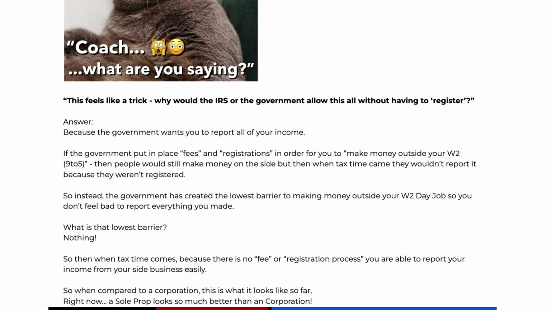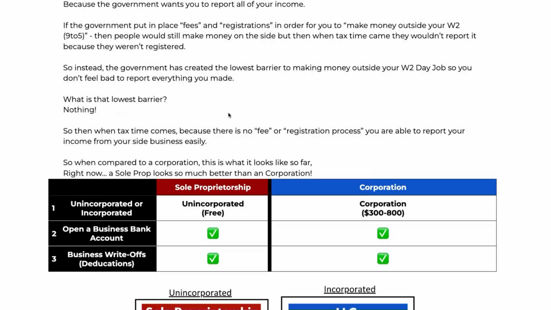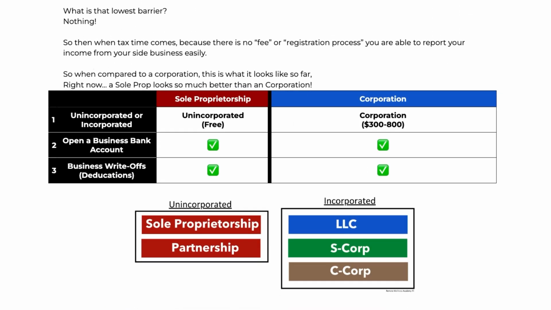Okay. So when it comes to comparing this to a corporation, this is what it actually looks like so far. This is the table. Right now, from what it looks like, the sole prop looks so much better than a corporation. A sole prop is unincorporated, which means it's free. Versus a corporation, you have to actually register it, so it's going to cost $300 to $800, maybe yearly. But can you open a business bank account with the sole prop? Yes. Can you do that with the corporation? Obviously, yes. Do you get business deductions and write-offs with the sole prop? Yes. And you also get them with the corporation.